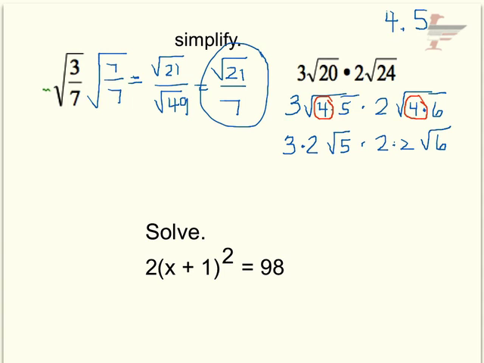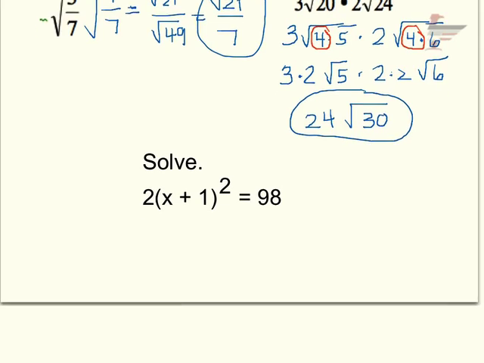of 6 left. Then I can multiply my whole numbers together, so 3 times 2 is 6, times 2 is 12, times 2 is 24, and the square root of 5 times the square root of 6 is the square root of 30. Always double check, are there any perfect squares in 30? And no, there are not. So that's your final answer.